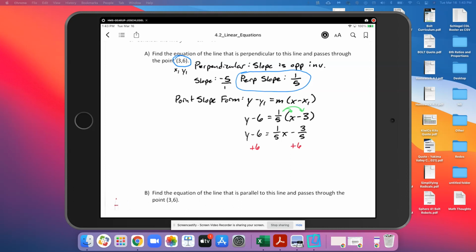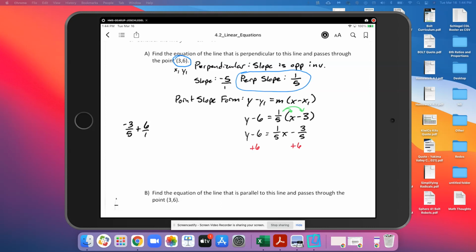I could eliminate the fractions from this equation if I wanted to, but I'm just going to go ahead and do the work of adding these up really quickly. So I will have... sorry, no, my bad. I will have -3/5 plus 6, which is the same as 6/1.